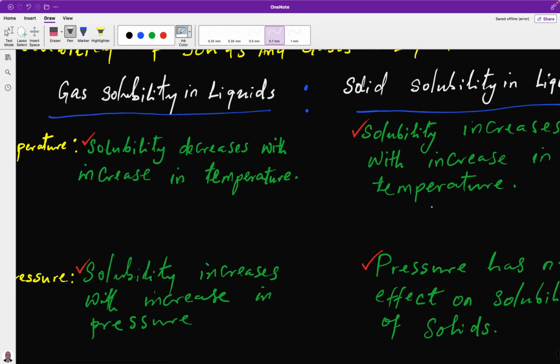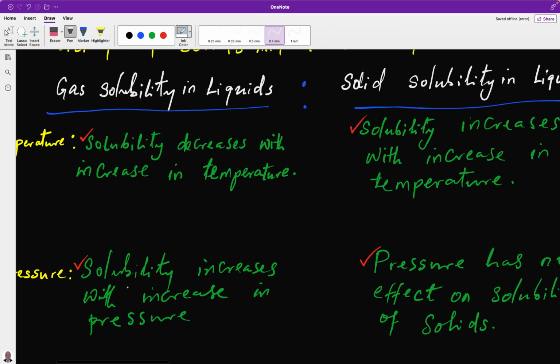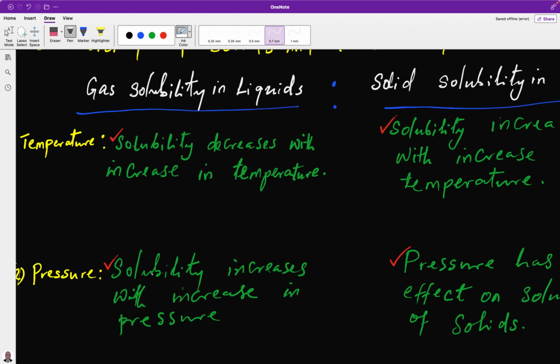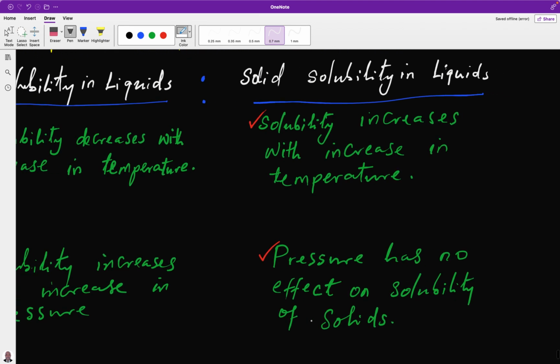Second, pressure. For gases, solubility increases with increase in pressure. But for solids, pressure has no effect on the solubility of solids in liquids.